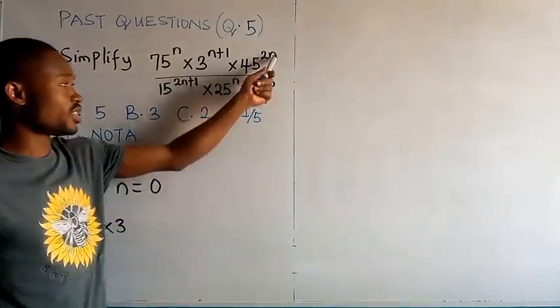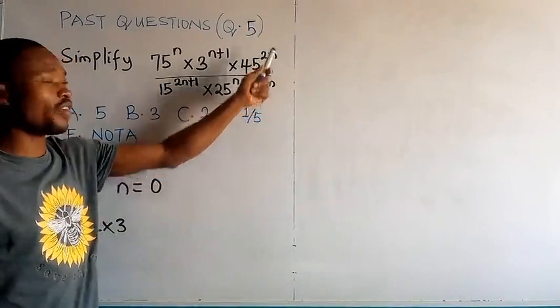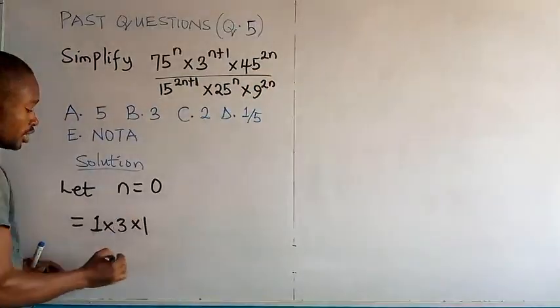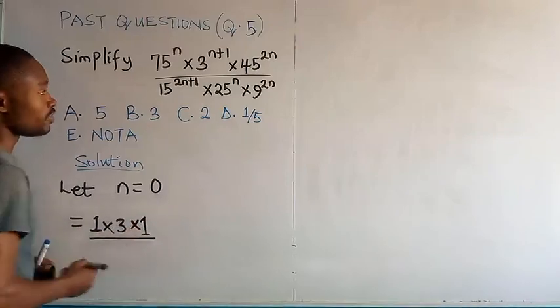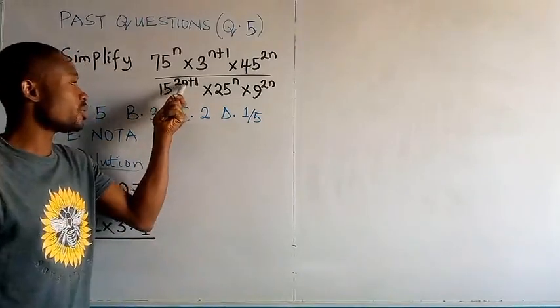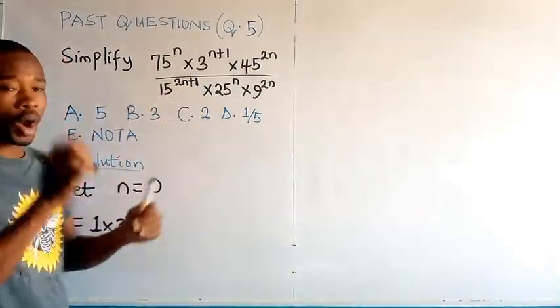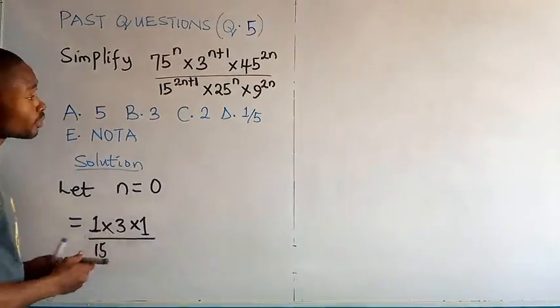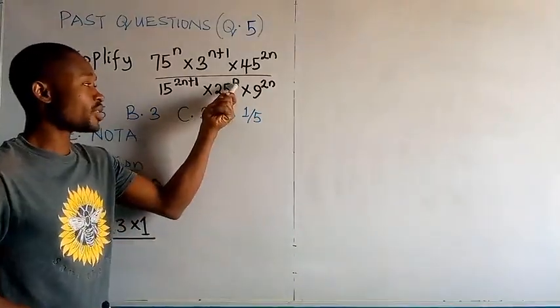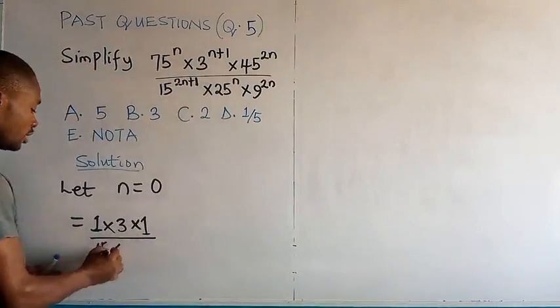Then come over here, fix 0 here, 2 times 0 is 0, 45 raised to the power 0 is 1. Then we are going to divide all of this by, fix 0 here, 0 times 2 is 0. Add 1 to that 0, you get 1. 15 raised to the power 1 will give you 15. Then times, this is 0, 25 raised to the power 0 is 1.